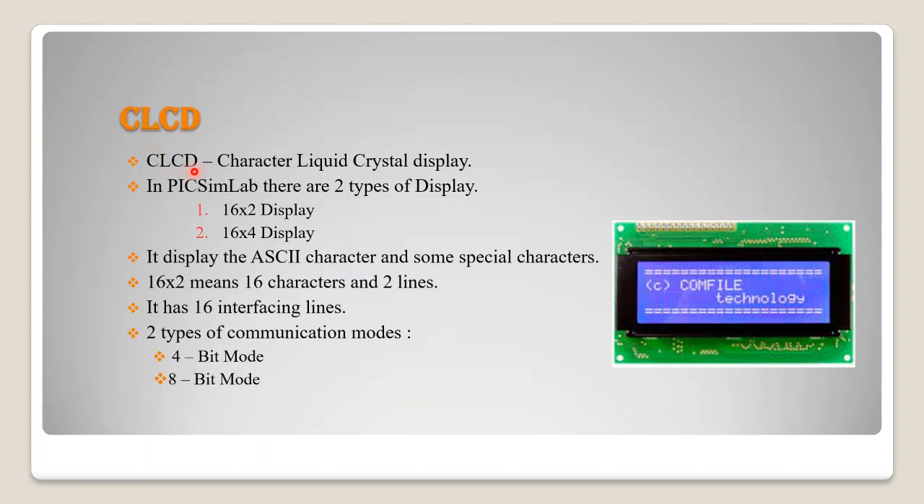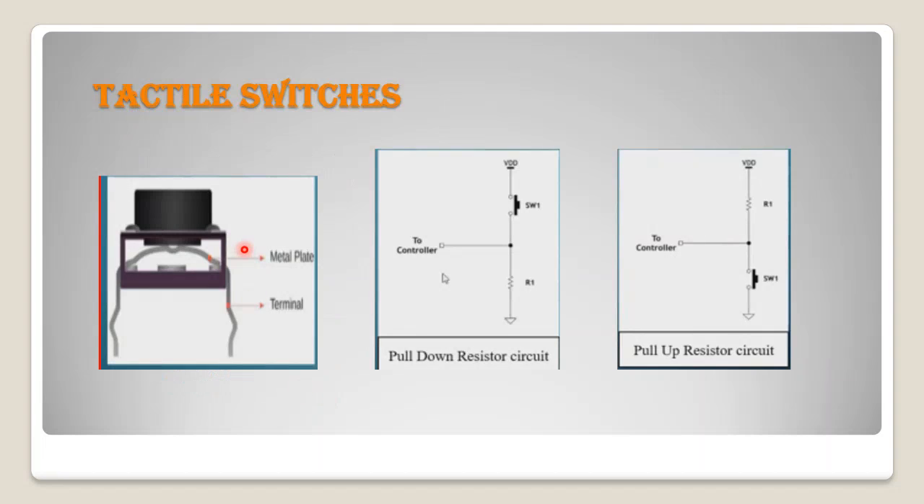CLCD. The full form of CLCD is Character Liquid Crystal Display. In the lab, there are two types of display: 16 by 2 display and 16 by 4 display. It displays ASCII characters and some special characters. 16 by 2 means 16 characters and 2 lines. It has 16 interfacing lines and two types of communication modes: 4-bit mode and 8-bit mode. These are the tactile switches. This is the pull down resistor circuit and this is the pull up resistor circuit.